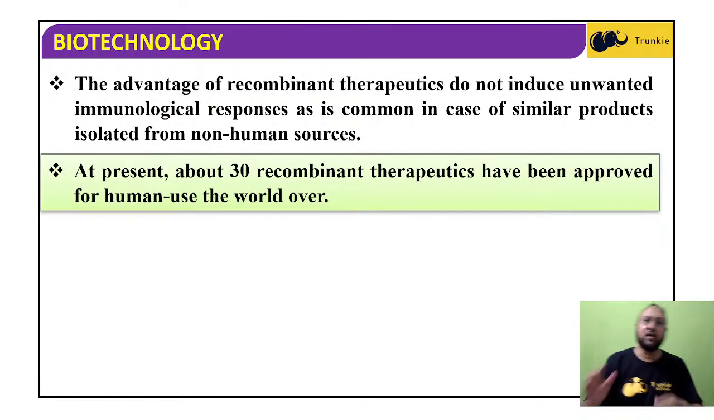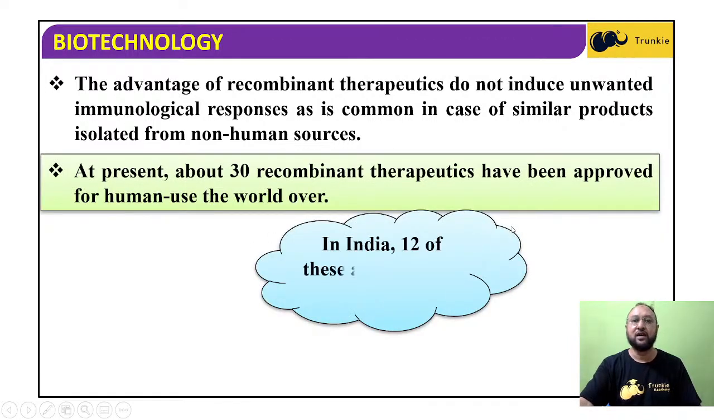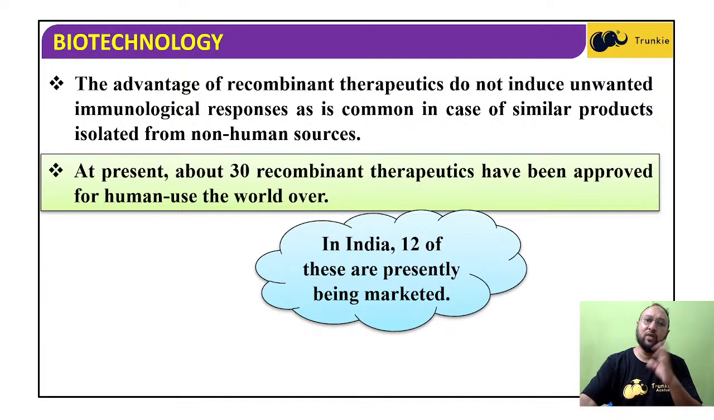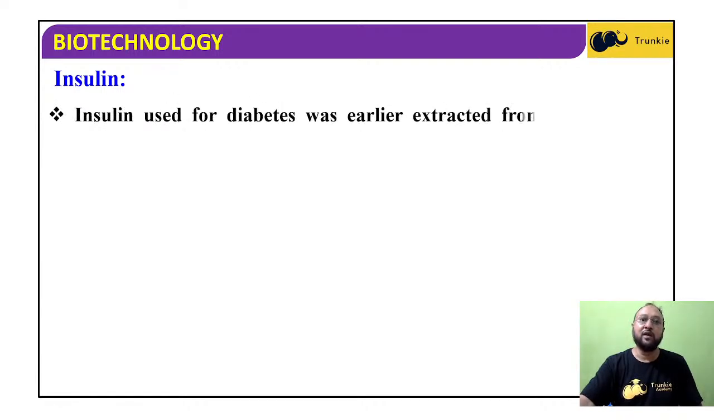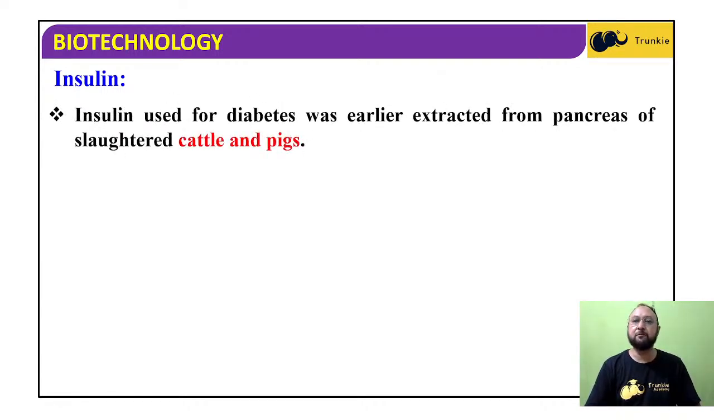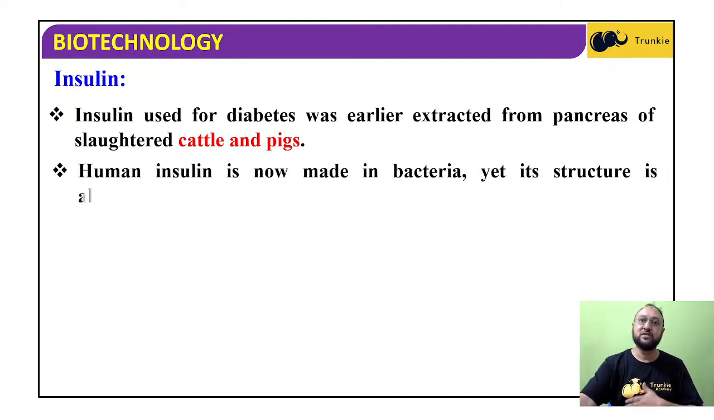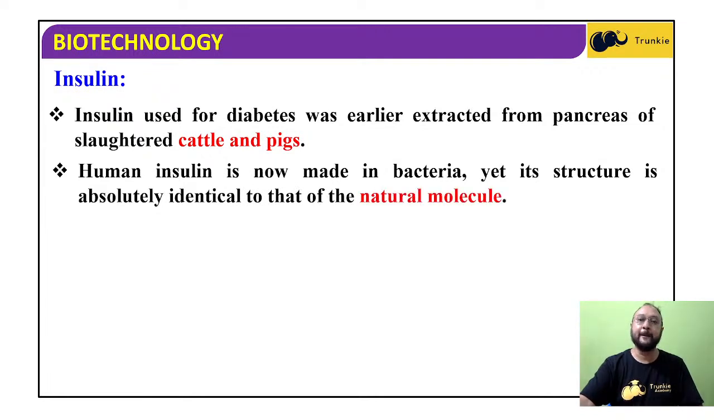At present, about 30 recombinant therapeutics have been approved for human use the world over. Okay, so all over the world, 30 recombinant therapeutics have been approved, because some organization needs to approve them. In India, 12 of these are presently being marketed, and they are used for the welfare of human beings. Now, insulin used for diabetes was earlier extracted from the pancreas of slaughtered cattle and pigs, and that was to compensate for the insulin that is not produced by the human pancreas.